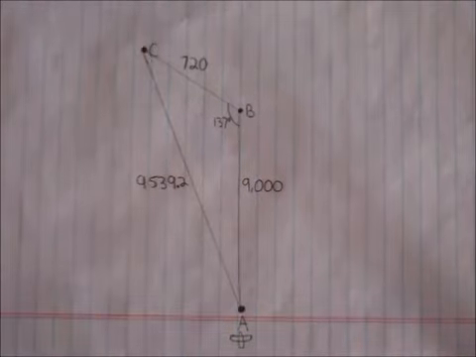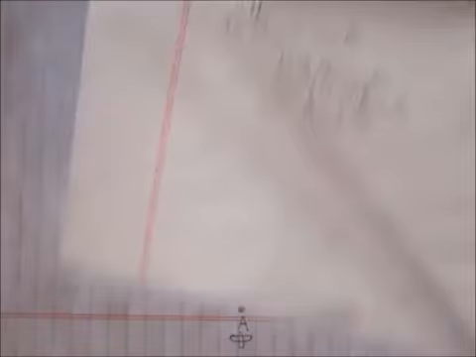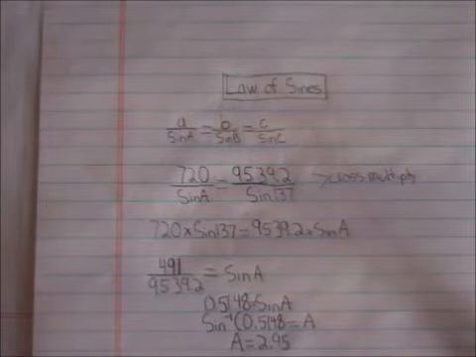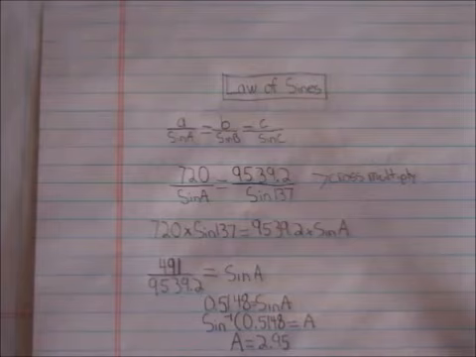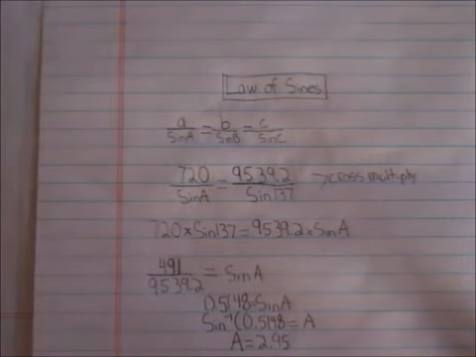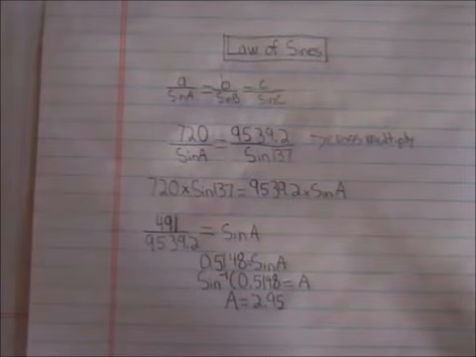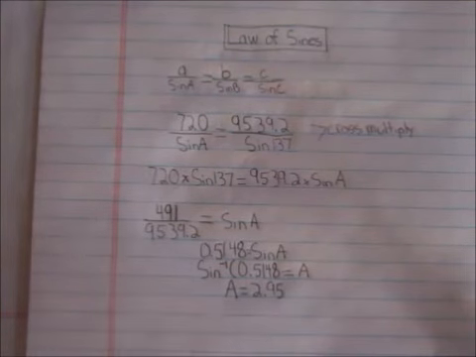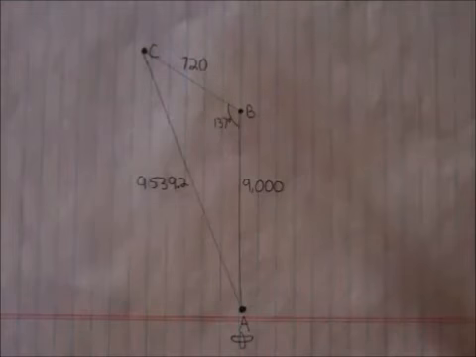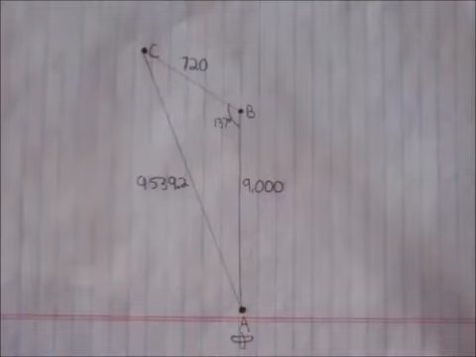Now that we found side B, we can now find angle A by using the law of sines. The law of sines states that side A over sine of angle A equals side B over the sine of B equals side C over the sine of angle C. So after working out this problem, I found A to equal 2.95. So we now know that angle A equals 2.95 degrees.